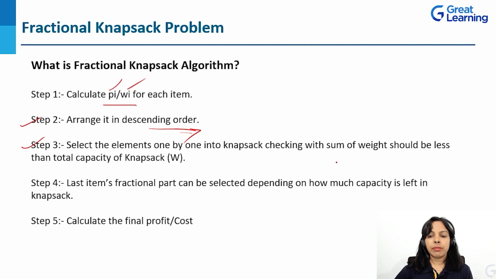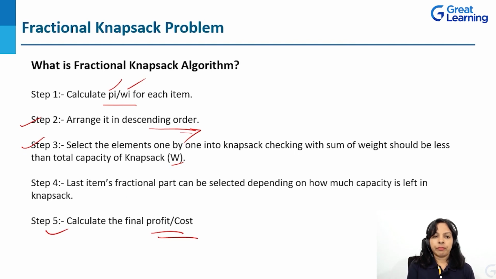So you have to always keep in mind that the sum of the weights of the items which you are picking up should always be less than the total capacity of the knapsack. If the free capacity of the knapsack is less than the weight of the item, then the fractional part of the item can be selected depending upon how much capacity is left in the bag. Okay, and then finally the last part will be to calculate the final profit, or the cost, depending upon the items which have finally been selected in the bag.